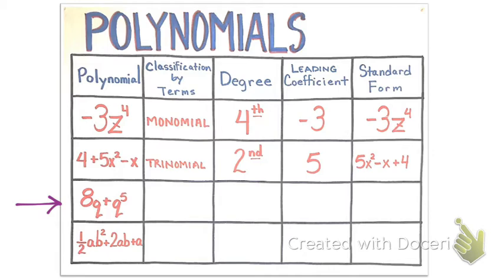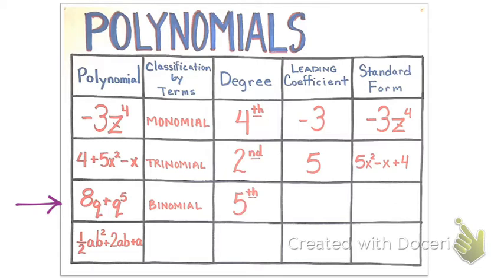If the video is moving too fast, please press pause and fill in the parts of the chart that you haven't filled in yet before you start watching the third row. The third row has 8q plus q to the fifth. So this is one monomial, 8q, plus a second monomial, q to the fifth. So that's 2 monomials, which is called a binomial. And when we look at the exponents on the variable, q to the fifth is the largest exponent on a variable. So this is a 5th degree binomial.